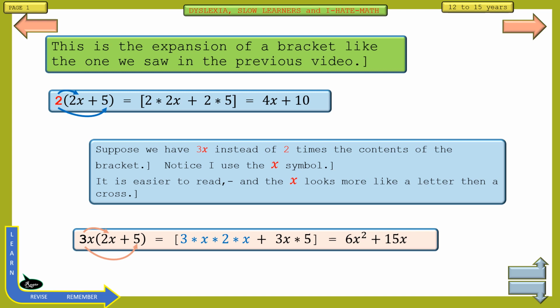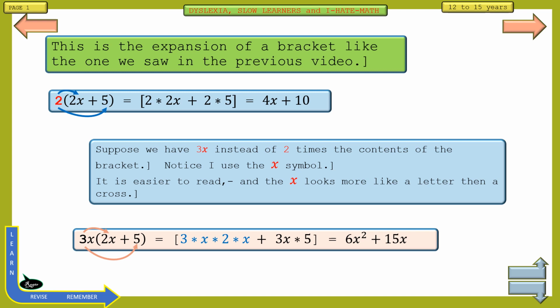That equals 3 times x times 2 times x plus 3x times 5. And this tidies up to be 6x squared plus 15x.